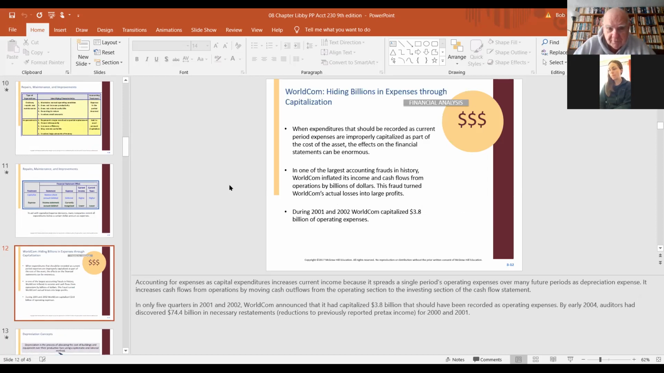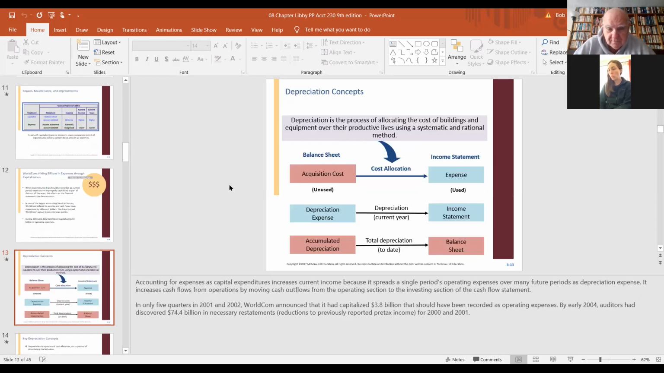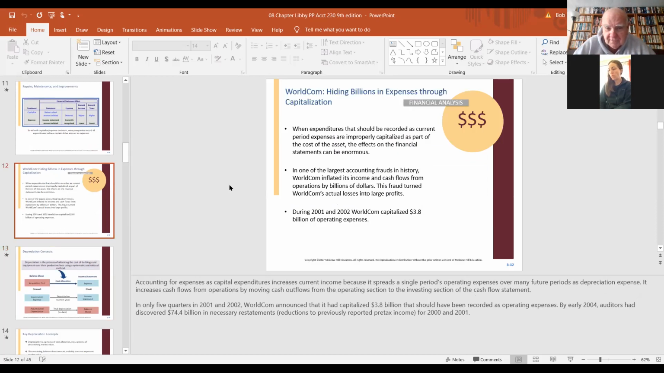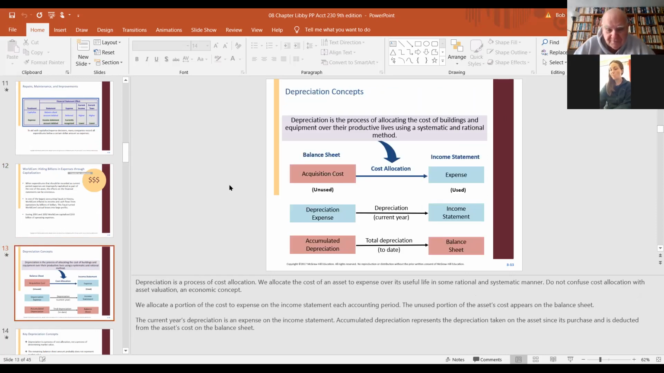Yeah, this guy was a bum, Bernie Ebbers at WorldCom. He's the guy who cheated by telling the world he had no expenses. All of his expenses he called capital items. How he got away with that for as long as he did, I don't know.